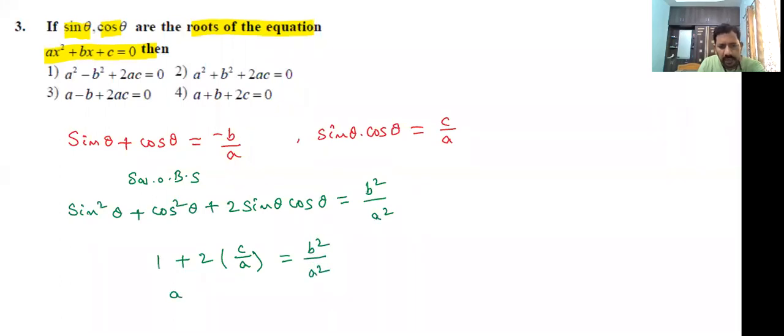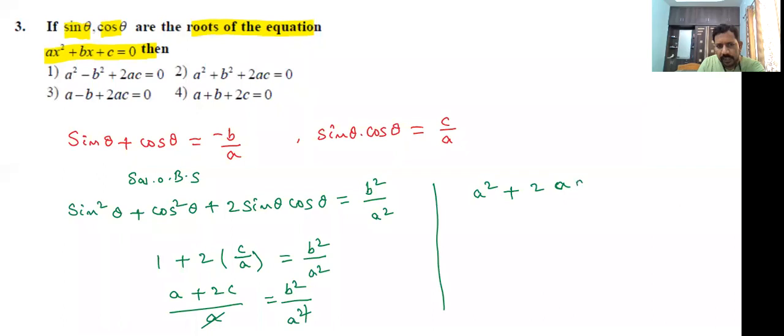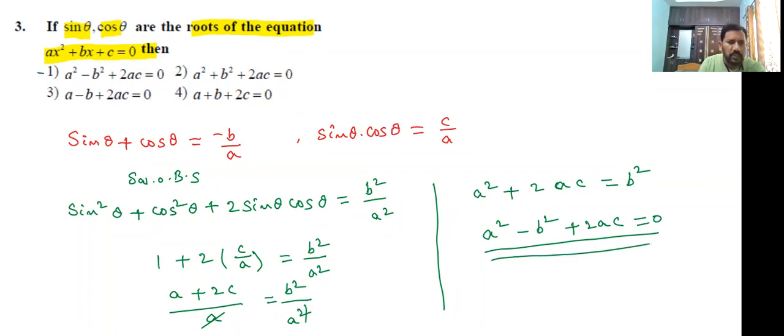Now take the LCM here. a plus 2c divided by a is equal to b square divided by a square. An a cancels. Take cross multiplication. We get a square plus 2ac is equal to b square. By observing the options, b square on the left hand side, we get minus b square. a square minus b square plus 2ac is equal to 0. This is the condition. Which option is correct? First option.